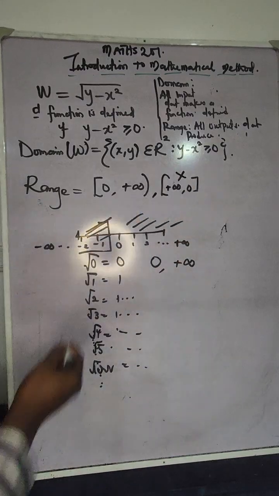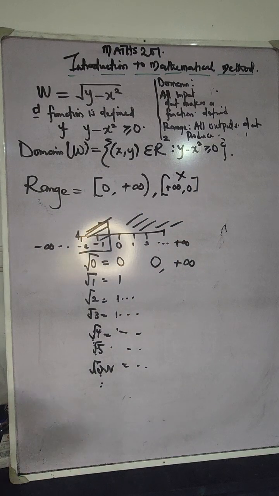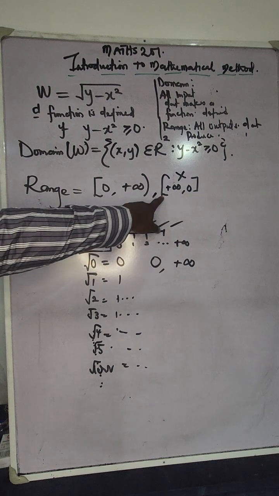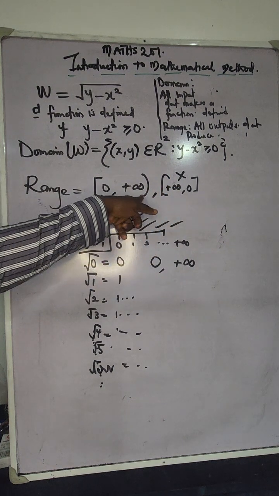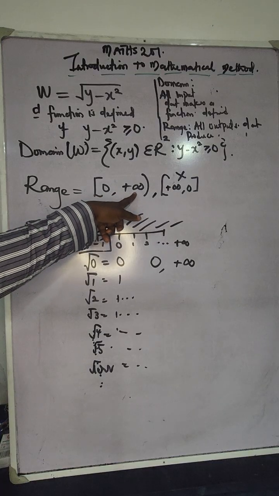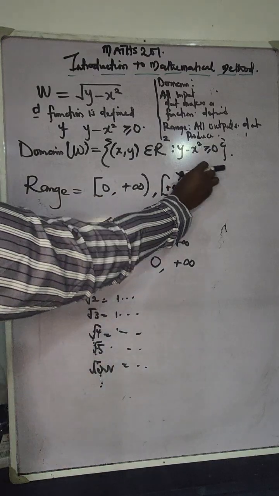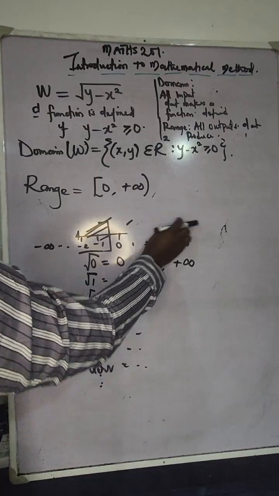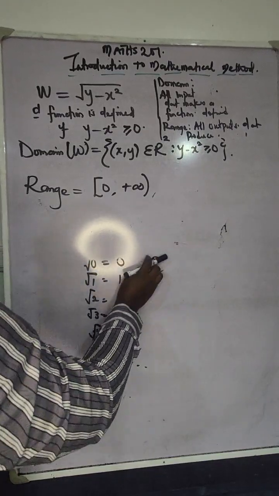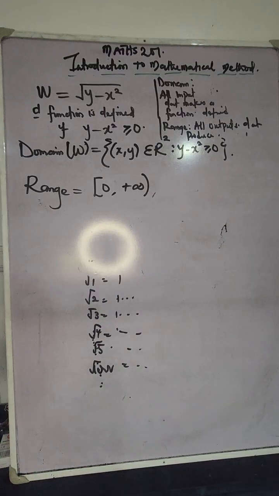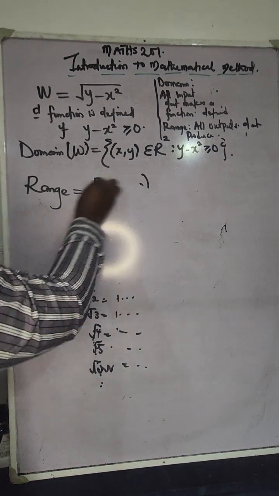No, this is wrong. First of all, you don't use this bracket to report an infinity. Rather, you use this bracket to report infinity, positive infinity. So the range of this function is from 0 to positive infinity. All right? Okay. So I believe we understood the procedure. Let's look at another sample.